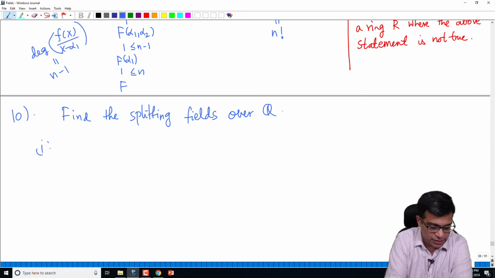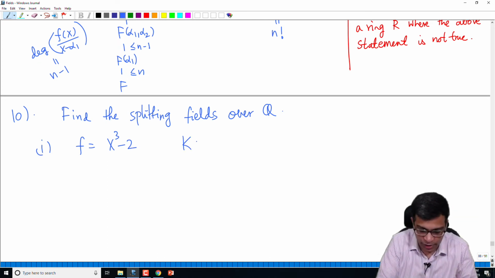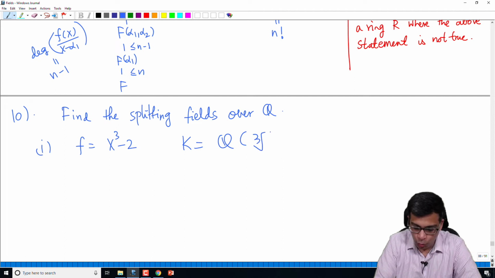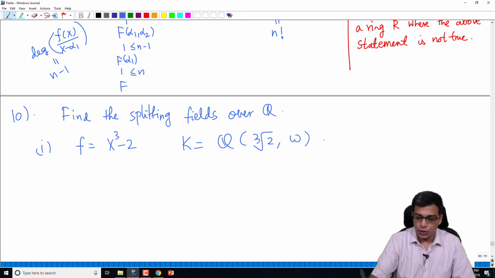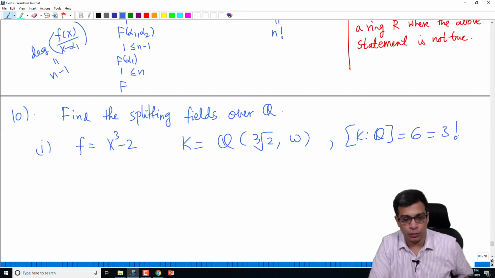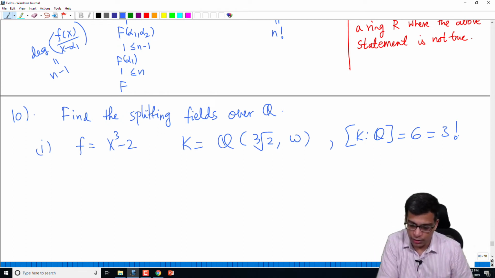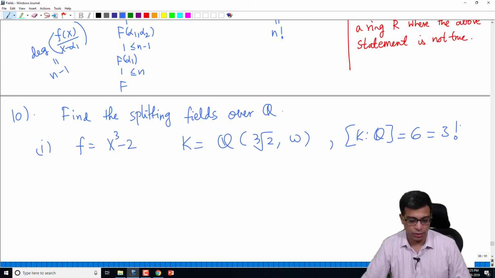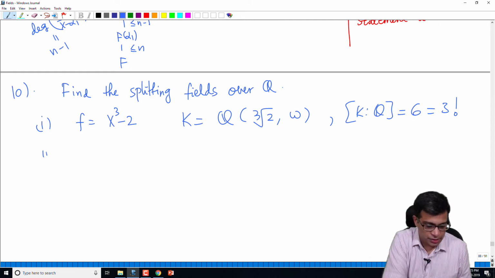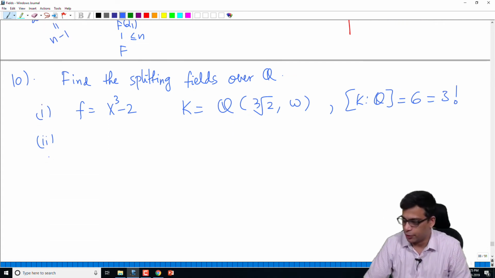Okay, so the first case is something that we discussed before, x cubed minus 2. So here the splitting field is Q(cube root of 2, omega). Okay, and the extension degree is 6, which is 3 factorial. So here cube root of 2, omega times cube root of 2, omega squared times cube root of 2 are the roots, and you can generate all of them by putting these two only. And this is degree 6, as I discussed when we discussed splitting fields. So this is one example where the maximum value is achieved.